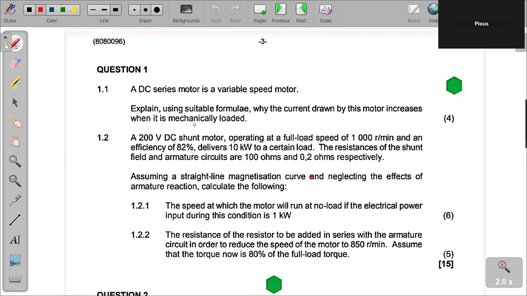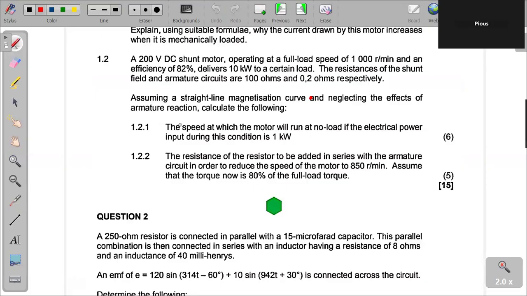And the next question is saying, calculate the resistance of the resistor to be added in series with the armature circuit in order to reduce the speed of the motor to 800 revs per minute. Assume that the torque now is 80% of the full load torque. So now there's a change in values from the full load speed to a new speed of 850 revs per minute.